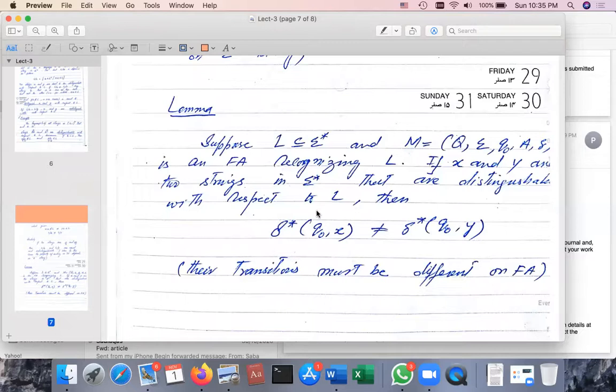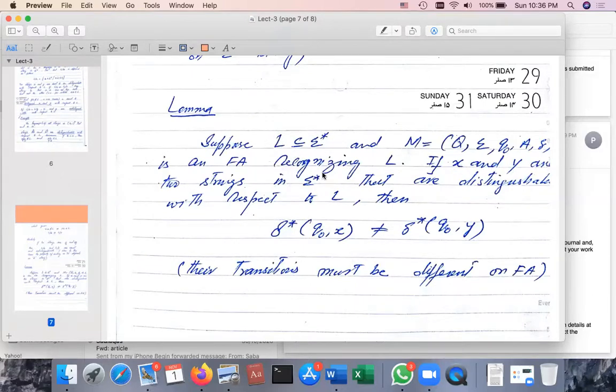What this lemma is saying: suppose there is a language L which is a subset of sigma star, and now you will understand what it means. And there is an FA according to our previous definition containing 5 tuples, and that FA is accepting or recognizing this language L. So keep this in your mind: there is an FA, and this FA is accepting this language which we are supposing.